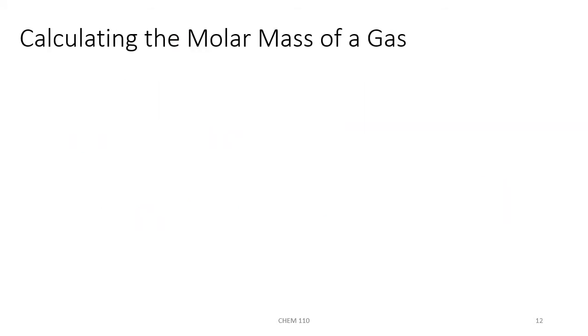We can use the ideal gas law in order to calculate the molar mass of a gas. Molar mass is defined as the grams per mole. So let's call that the mass over the number of moles. We'll use the little symbol m to represent mass. And that mass can be in grams. Moles we talked about in our ideal gas law, and the symbol we used for moles is lowercase n.